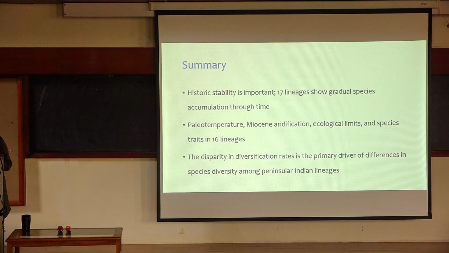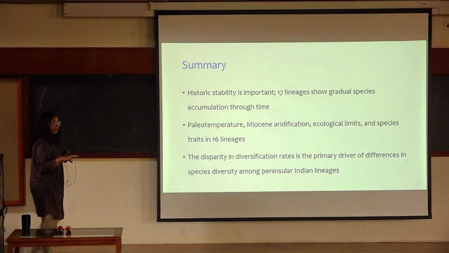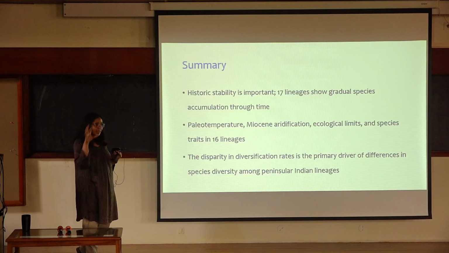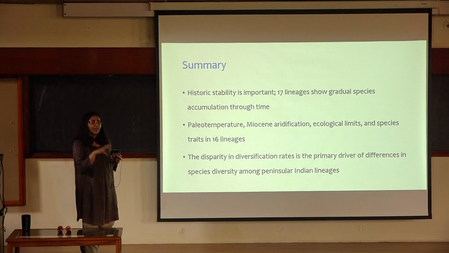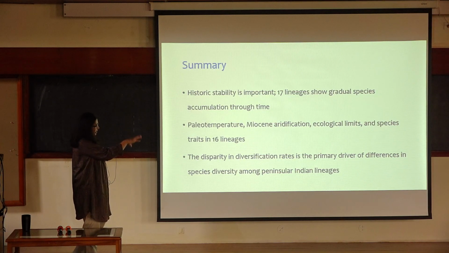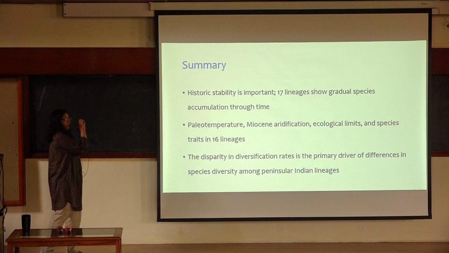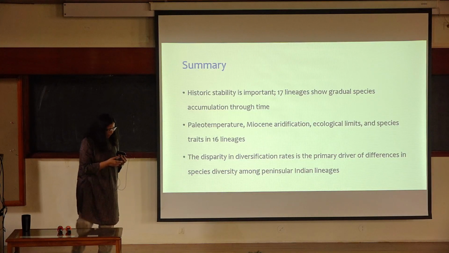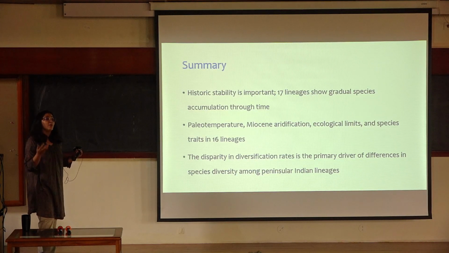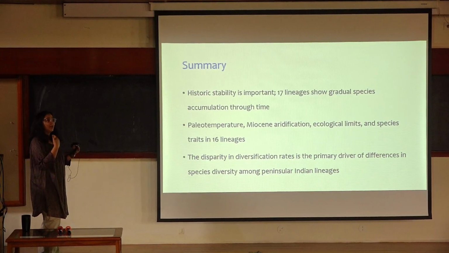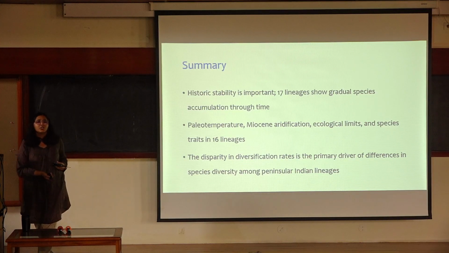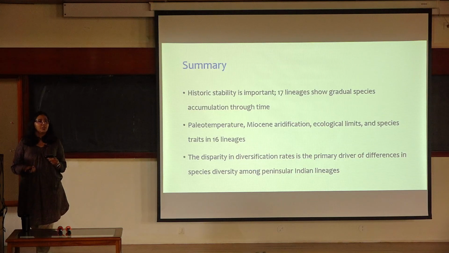To summarize this work, the historic stability of the landscape was very important. This landscape did face significant geoclimatic events and it did change, it did travel, but there must have been refugia within this landscape which acted as stable areas for diversity to accumulate. The remaining 16 lineages did respond to paleo temperature, Miocene aridification, ecological limits, the slowdowns which we see, and the species traits in the remaining groups. But it wasn't like we could identify which groups are responding to which. Like taxonomically, plants are doing this, or invertebrates are doing this, or arthropods are doing this. And the disparity in the diversification rate is a better predictor of what we see today as species richness patterns.